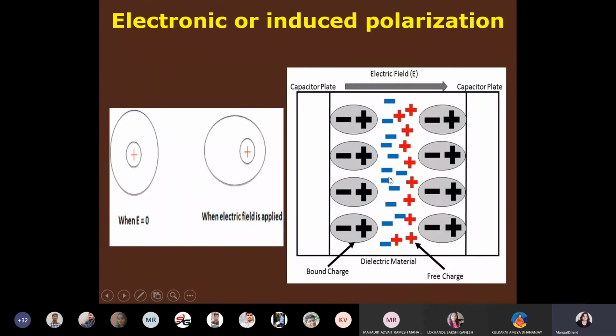So now I will explain pictorially. In the absence of an electric field, the positive charge nucleus and the revolving electron cloud are coincident, concentrated at the same point. So positive is here and negative is also here. So the atom as a whole has zero field. But now, when such an atom is placed in an electric field, suppose this side is positive charge and this side is negative charge. If this side is positive charge, what will happen? This electron cloud will shift towards it.